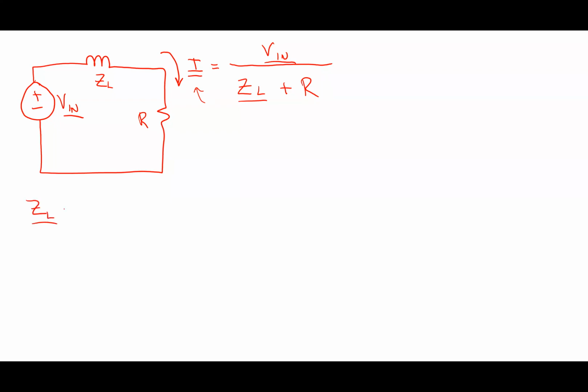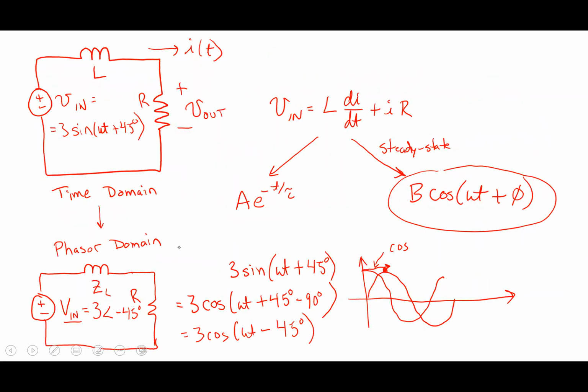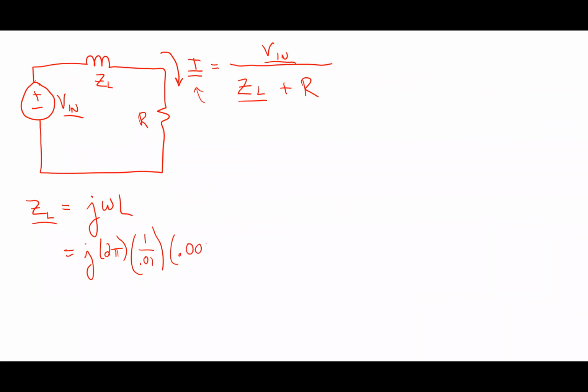So ZL. Now, what's the formula for that one? Anybody remember? You can go back to the slide. J omega L. Yeah, j omega L. So basically I have to plug in j times 2 pi times 1 over 0.01 times, in this case, my L value, which was 1 millihenry, so times 0.001. That is now the impedance of that guy. So it will have a number and it will have an angle. What's the angle of that? 90, right? So it's going to have a magnitude and an angle of 90 degrees.